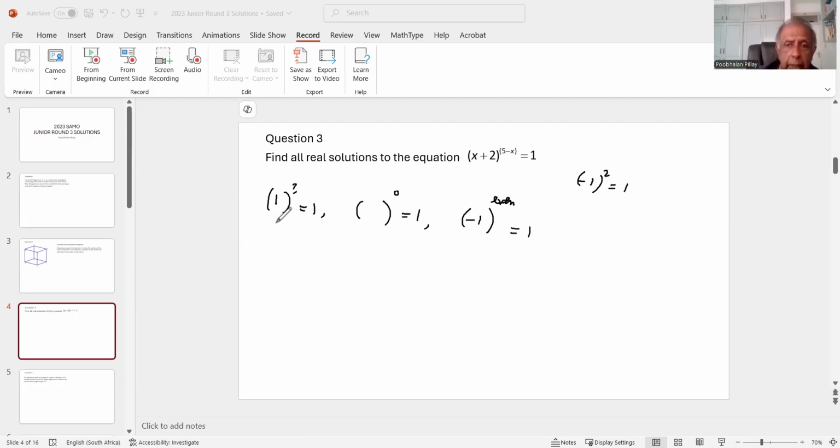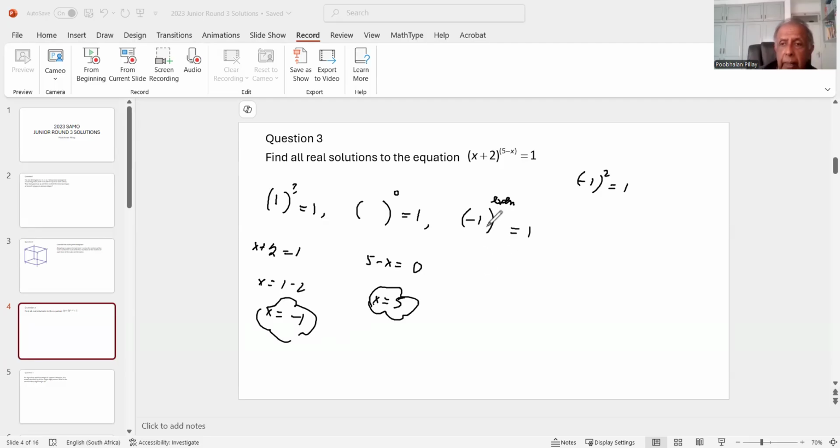So the first one is where here you got x plus 2 equals 1, and x is equal to 1 minus 2, and that gives you negative 1. Here, where the index is 0, so the exponent is 0, so that gives you another solution. So far you got 2 values of x which will work.